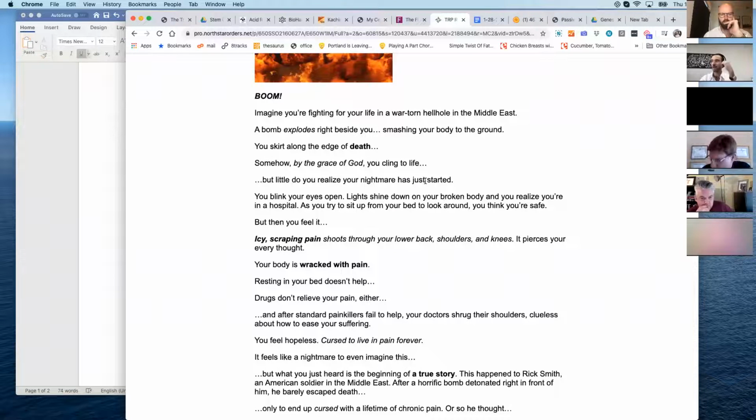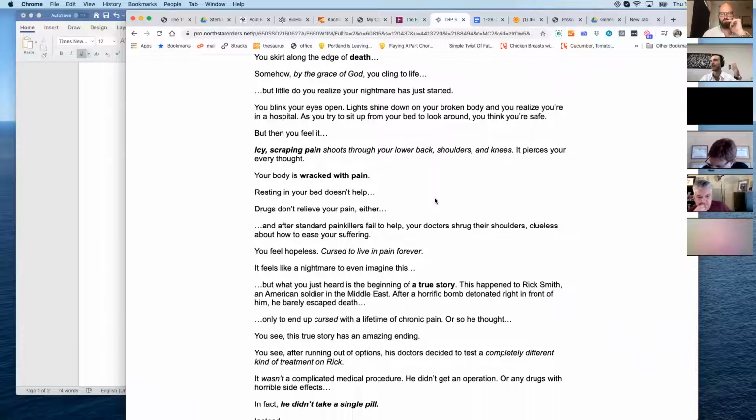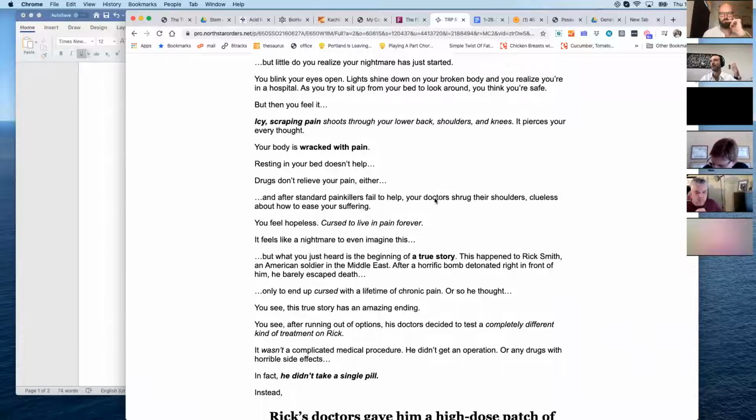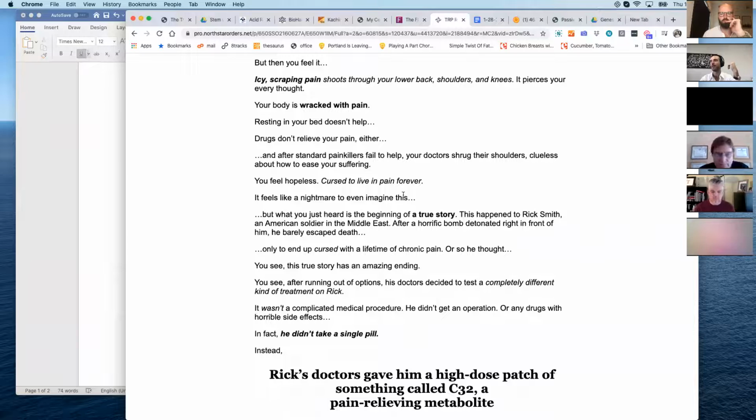You blink your eyes open, light shines down on your broken body, and you realize you're in a hospital. As you try to sit up from your bed to look around, you think you're safe, but then you feel it. Icy scraping pain shoots through your lower back, shoulders, and knees. It pierces every thought. Your body is racked with pain. Resting in your bed doesn't help. Drugs don't relieve your pain either. And after standard painkillers fail to help, your doctors shrug their shoulders, clueless about how to ease your suffering. You feel hopeless, cursed to live in pain forever. It feels like a nightmare to even imagine this.